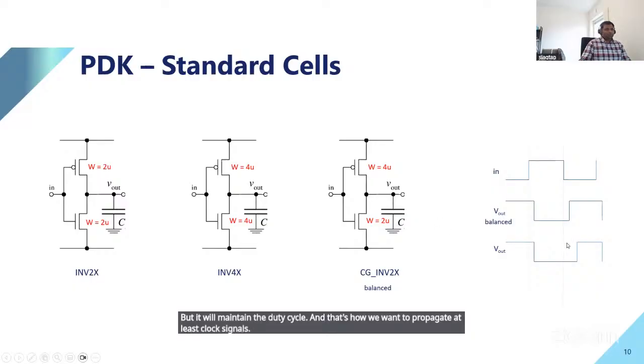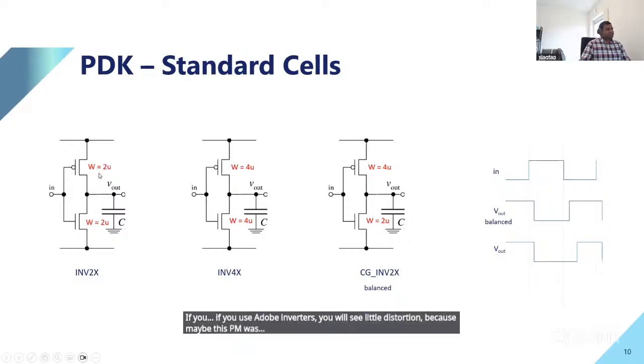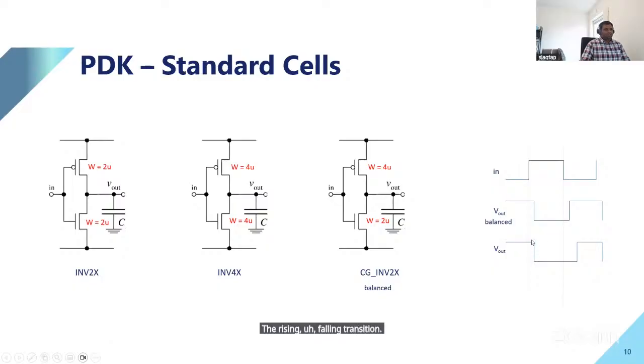If you use other inverters, you will see a little distortion, because maybe this PMOS is a little weaker: the holes have lower mobility than electrons. So the falling transition can discharge fast, but it takes time to charge. That's why the rising edge is drifted, and of course, then the duty cycle is changed.